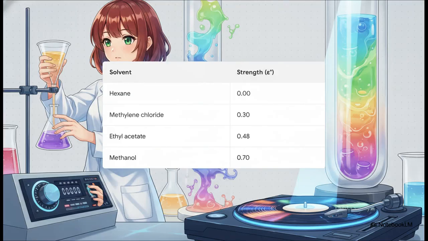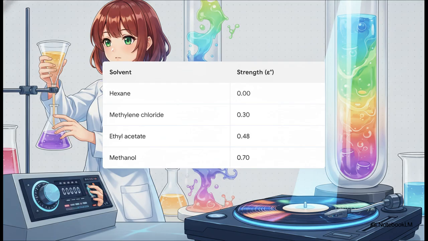The really crucial point here is knowing exactly how much competitive strength you need. The key is how the solvent strength scales up. Hexane has a strength of 0, meaning it doesn't compete at all. But as we move up to methylene chloride, then ethyl acetate, and finally to methanol at a 0.70, the solvent gets stronger and a lot more polar.